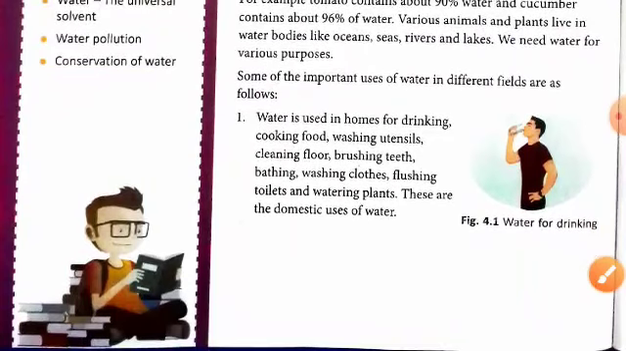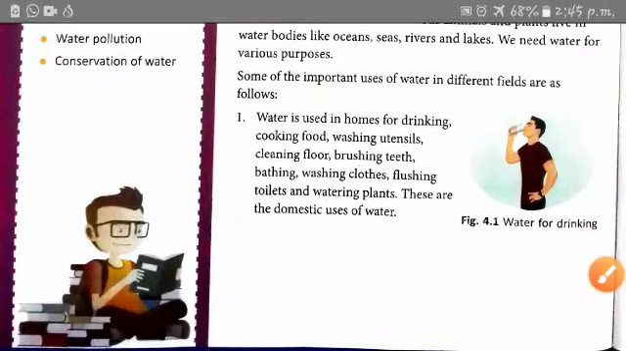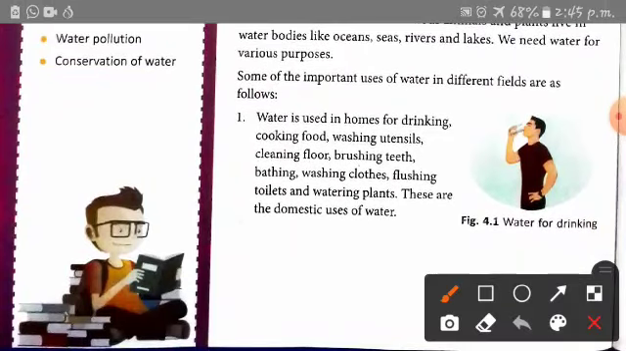So, the importance of water is as follows. First one is water is used in homes for drinking, cooking, washing utensils, cleaning floors, brushing teeth, bathing, washing clothes, flushing toilets and watering plants. These are domestic uses of water, and we have to use water in our day to day life.